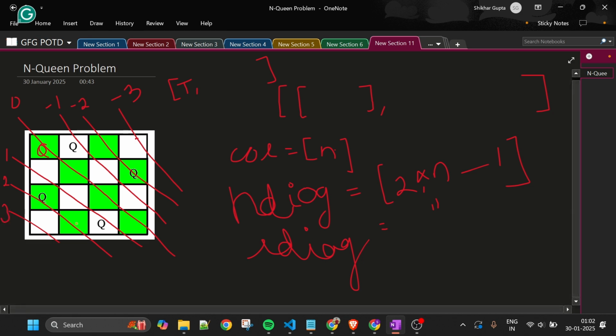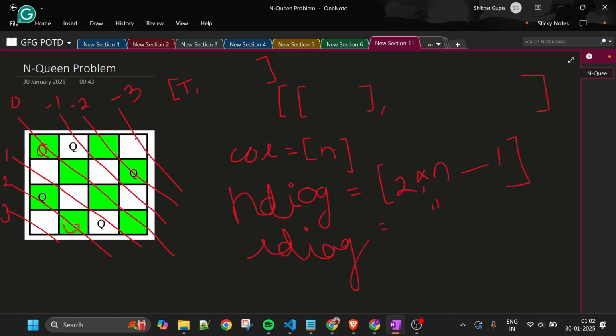Let's suppose someone has filled at this point. In the right diagonal, which index will I populate? It will be the number of rows here, total row is 3, minus column, column is 1, which is equal to 2. So in the right diagonal, I will populate the second index, 0, 1, 2, in this way, as true. It means it is taken and we cannot fill anything more here.